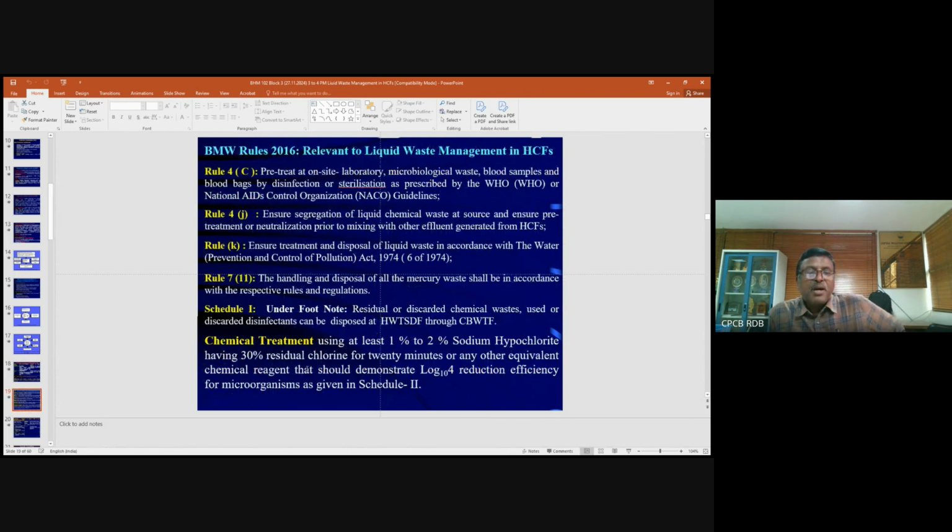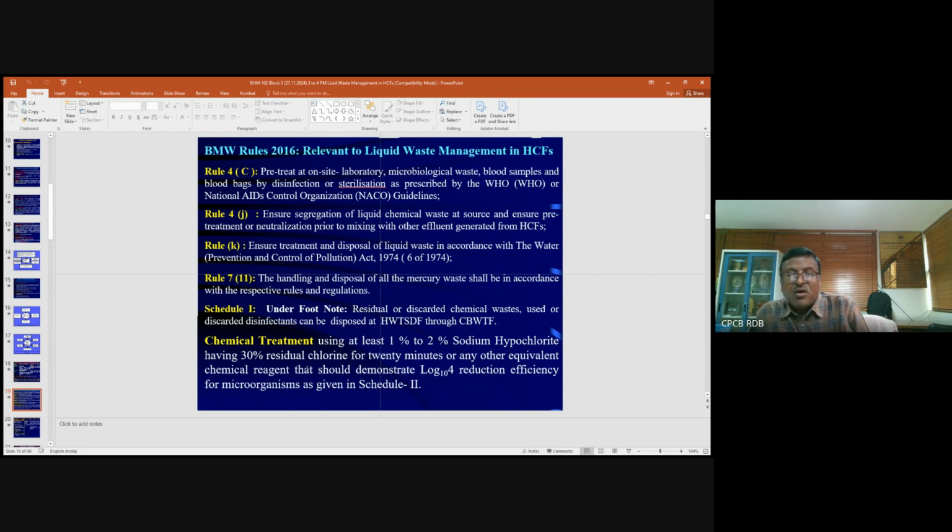If you refer to the Biomedical Waste Rules 2016, the provisions relevant to liquid waste management in healthcare facilities are as follows. As per Rule 4C, pre-treatment on-site is required in the case of laboratory and microbiological waste, blood samples, and blood bags, either by disinfection or sterilization, or as prescribed by the WHO or National AIDS Control Organization guidelines. Rule 4J stipulates that you ensure segregation of liquid chemical waste at source and ensure pre-treatment or neutralization prior to mixing with other effluent generated from healthcare.